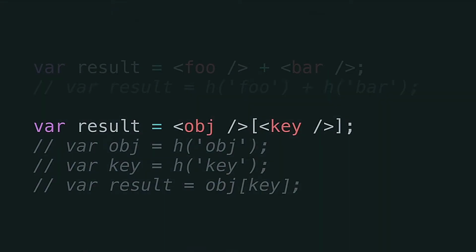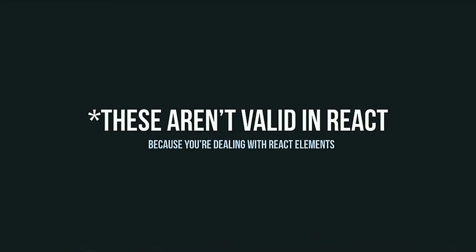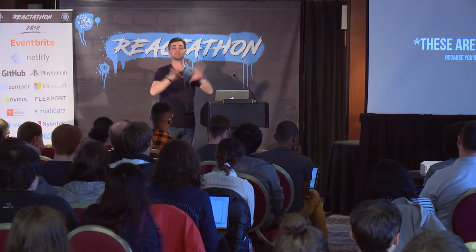So it'd be the equivalent of calling the h function with foo string plus an h function with the bar string. The next example we'll look at is really even more hard to actually grok, especially if you're not used to JSX. Here we've got a JSX element that's called object, and a JSX element called key. And we're using the key JSX element as the actual JavaScript key to look up the property on the result of the object JSX element. Now, if you're confused, don't worry about it, because this actually isn't valid React. Because when you're dealing with React, you're dealing with these virtual elements, and the result of one element is going to be a virtual DOM node. And so using that as the key of another object doesn't make any sense at all.